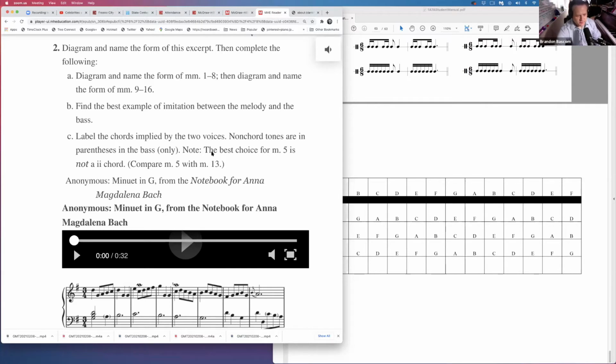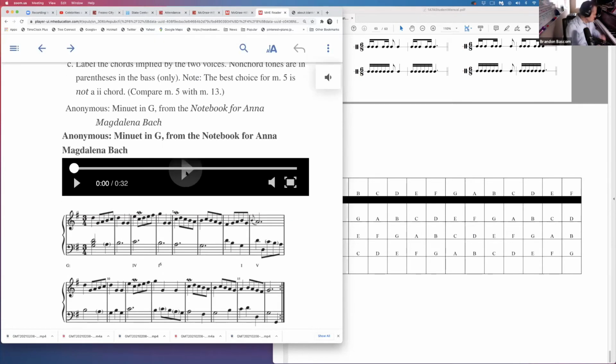So here's the minuet. I'm going to play it on the piano, and then I'll push play because it's probably on a harpsichord and sounds cool. And that's only the first half that they give you.